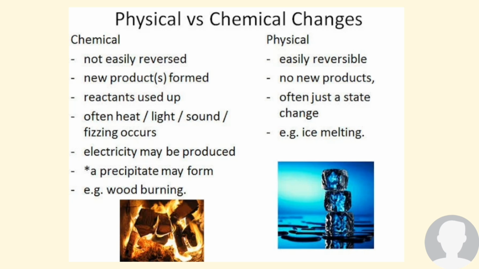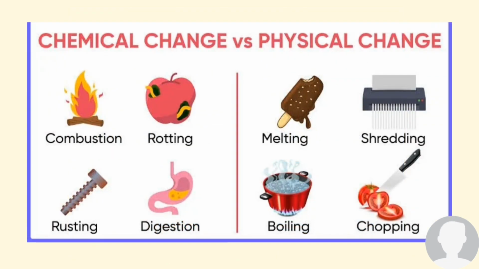Chemical changes are not easily reversible. Physical changes are easily reversible. In chemical change, new substances or products are formed. In physical change, no new substance or products are formed. In chemical change, you need a high amount of energy, while in physical change, you need little or no energy at all. Examples of chemical change are the burning of wood and the rusting of iron. Examples of physical change are all changes of state. And you can see further examples.